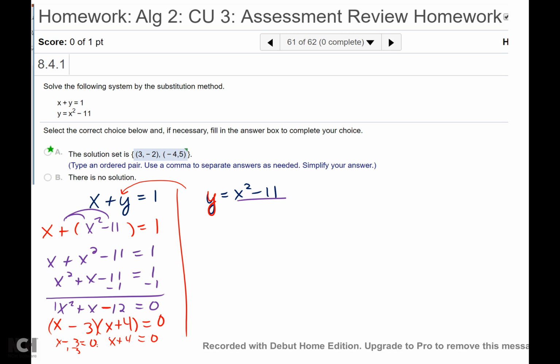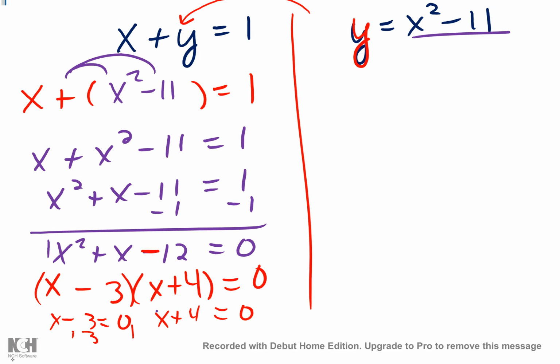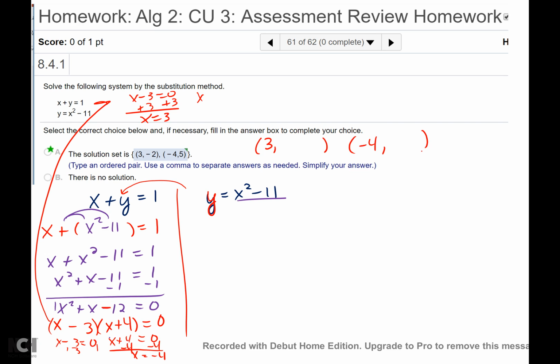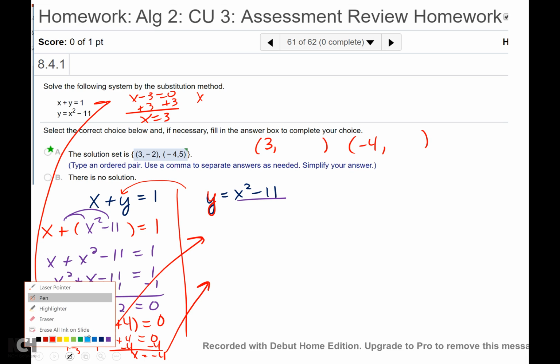Add 3. Add 3. Sorry. I'm out of room here. Let me come back up here. Add 3, add 3, I get x equals 3. Minus 4, x equals -4. So I have 2 ordered pairs, one with an x-coordinate of 3, one with an x-coordinate of -4. I've got to get both y-coordinates, so I'm going to have to go over and substitute both of these in.